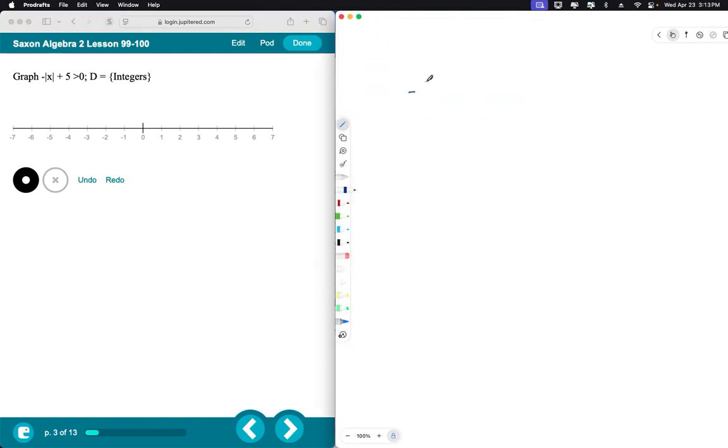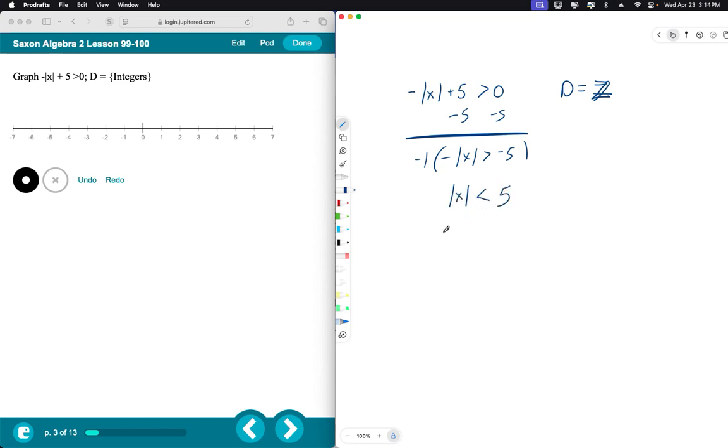We have the negative absolute value of x plus 5 is greater than 0, and our domain is integers. So integers is that little funny Z looking dude right there. All right, so we do the same thing we've been doing. We're going to subtract 5 from both sides. Negative absolute value of x is greater than negative 5. Multiply everything by negative 1. Positive absolute value of x, flip the sign, positive 5.